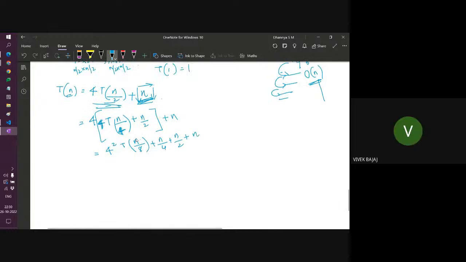So you get the pattern. 4 into the whole 40. No, 40 by 8, outside. This one is 40, right? This is what you mean, right? Yes, ma'am. So that will be 4 cube. Yeah, so you have 4 cube.